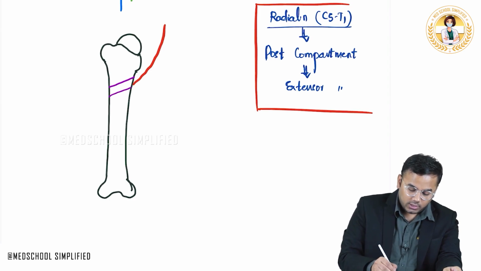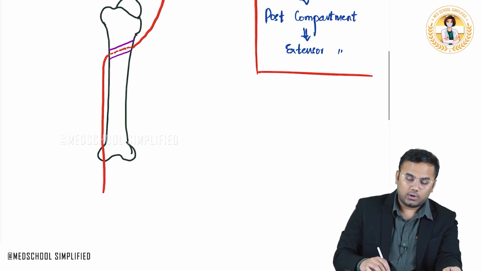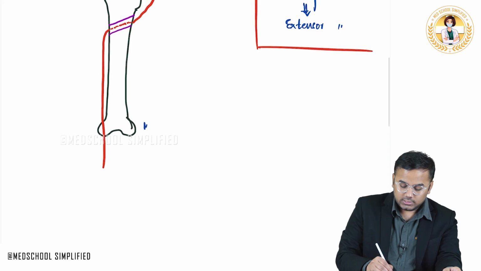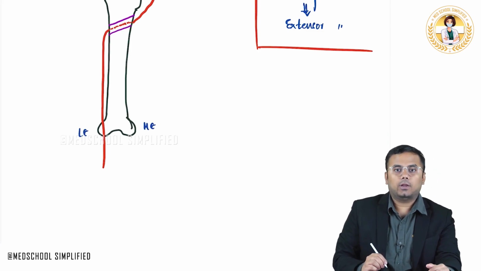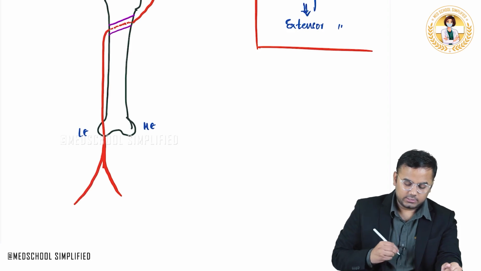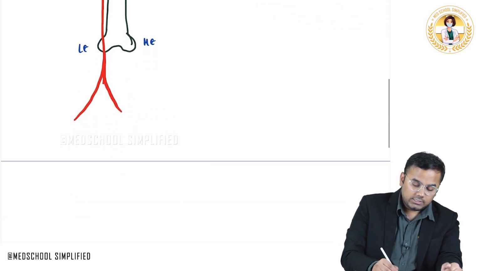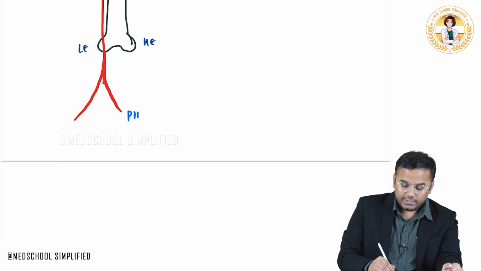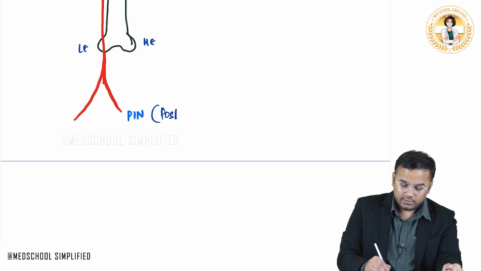So this radial nerve passes within this spiral groove, and then it comes down all the way, and it passes above the lateral epicondyle. And as I already told you, this is the medial epicondyle, this is the lateral epicondyle. Now after coming here, it divides into two branches like this. One branch is called the posterior interosseous nerve, PIN. What does PIN stand for? PIN stands for posterior interosseous nerve, which is a direct branch of the radial nerve.